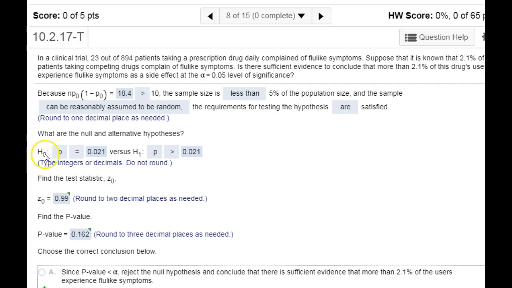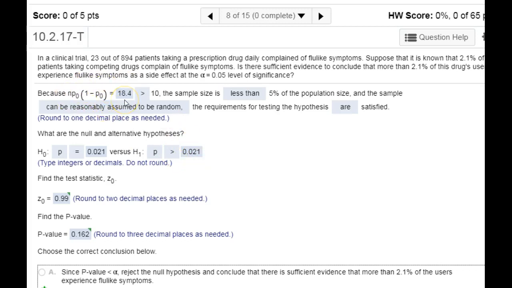So I'm actually going to start just here with the null and the alternative hypothesis. Our null is that this new drug is going to have the same proportion of people with flu-like symptoms. So as a decimal, 2.1%, write that in. And then our alternative, which we're trying to check for, is if it's actually something greater than that. And maybe if it's something greater than that, the company is not going to produce it, or the FDA won't allow it to be on the market or something. So that's what we're checking for to see if it is greater than 2.1%.